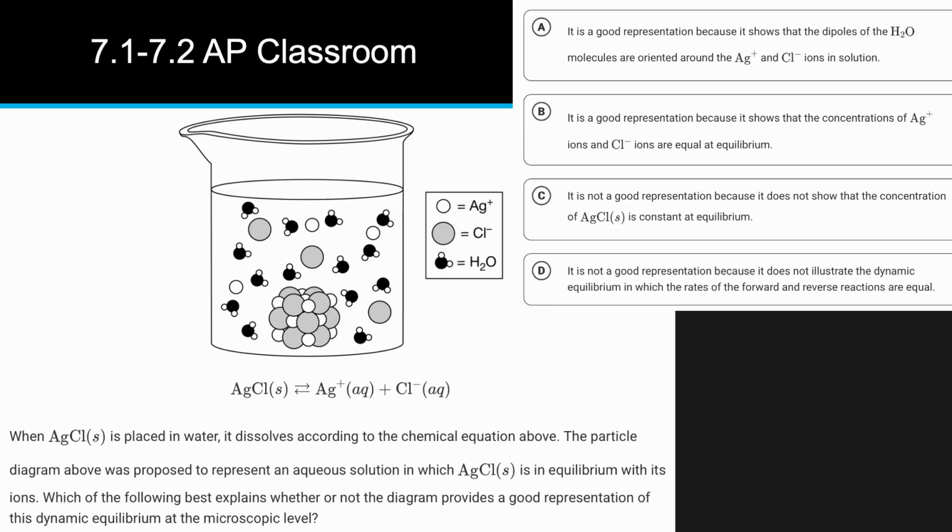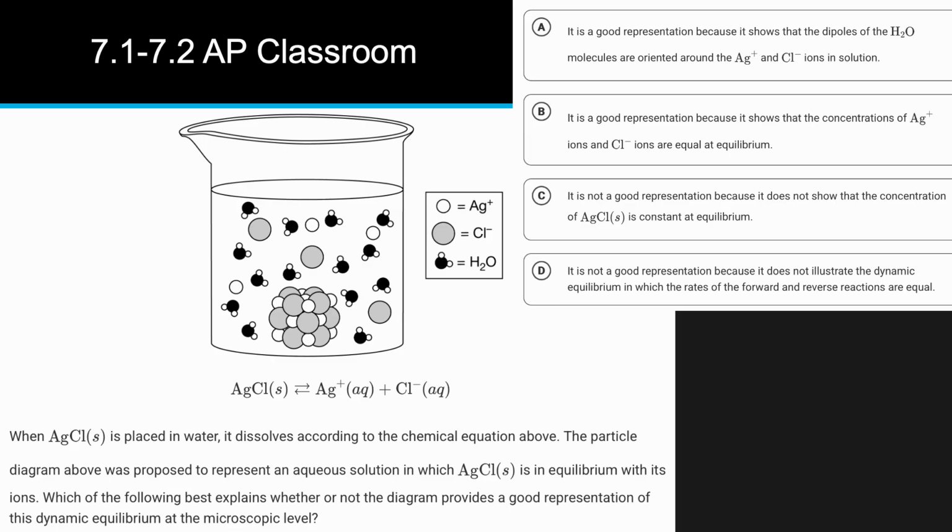And at equilibrium, the system itself did not stop reacting. The key idea is that the rate that we are making products is equal to the rate that we are making reactants. Now, looking at this diagram, it is not a good representation of dynamic equilibrium because if we're talking about dynamic equilibrium, it means that the solid is continuously dissolving while the ions are simultaneously recombining to form the solid. And we see no evidence of that in this image.